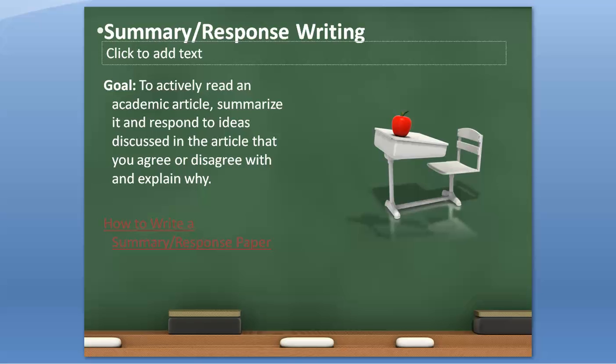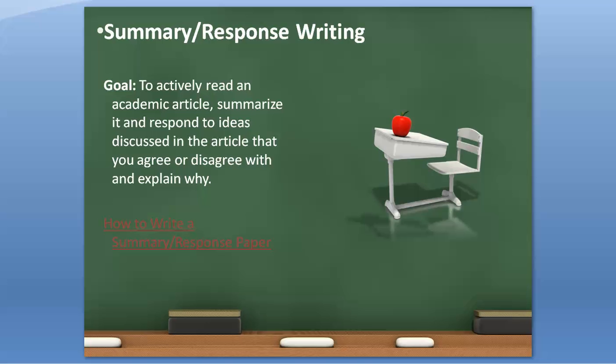So now let's talk about this type of writing that you need to do. It's called summary and response writing. So now what is the purpose of this type of writing? Well, it is to take an academic writing and to actively read that article, summarize it, and respond to the ideas discussed in that article. You need to respond by either agreeing or disagreeing and explain why.